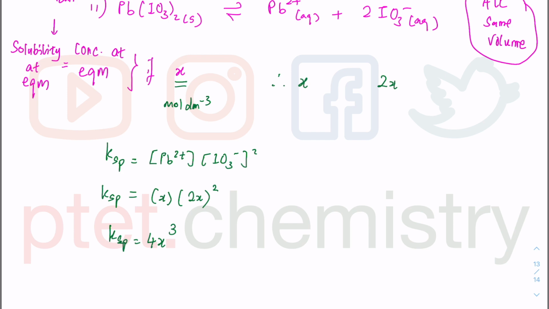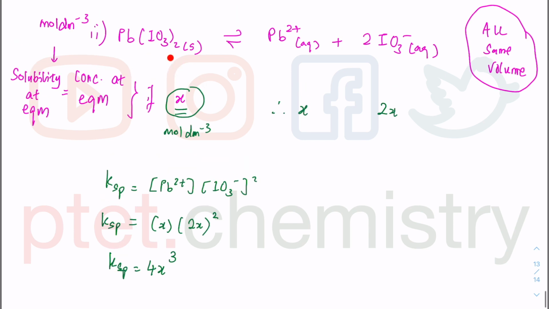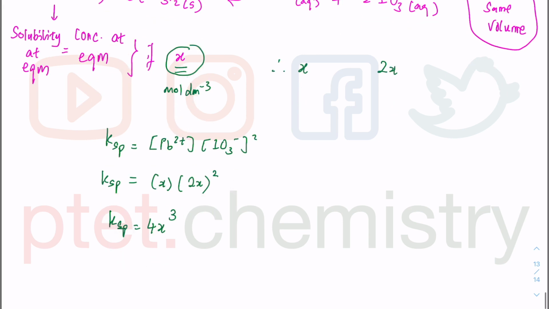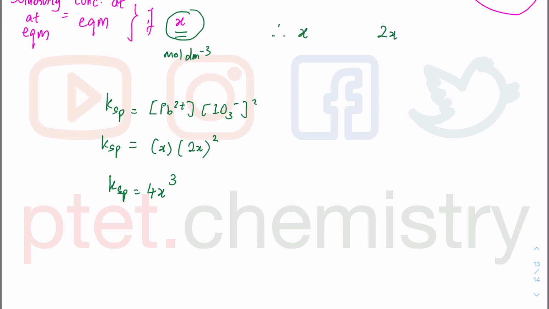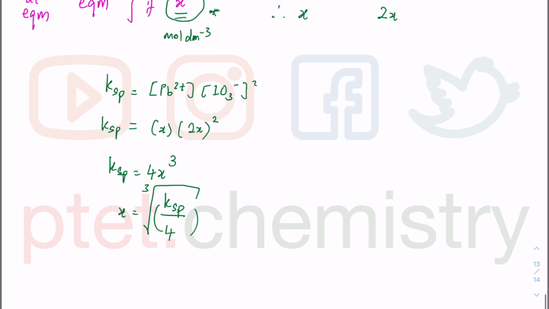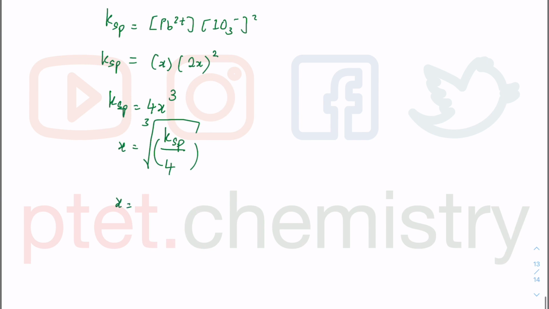What do we want? We want the solubility of the lead iodate(V). So we want X. We want this thing here, which is X. So X is going to be Ksp divided by 4, and then you cube root it. Be careful about use of brackets, because if you make one mistake, you will mess up all your calculation. So use brackets very, very carefully.